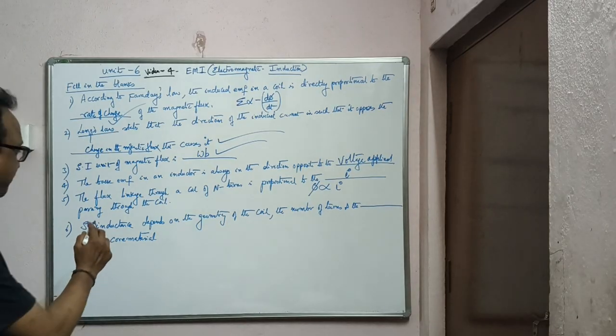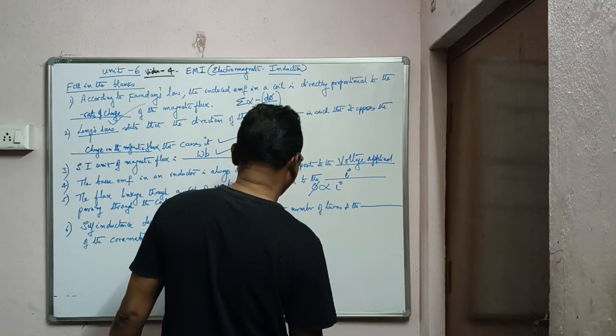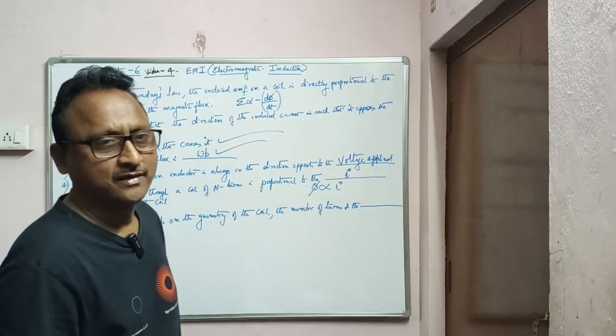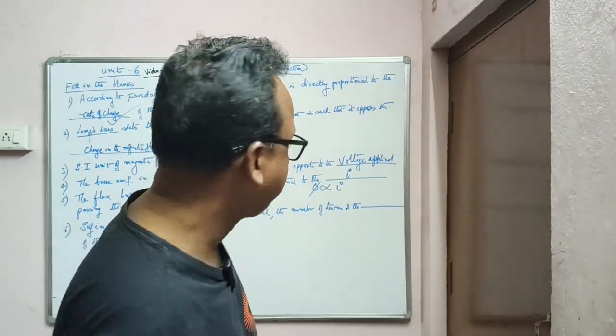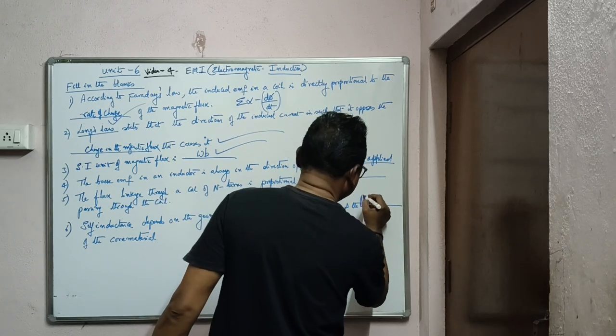Sixth one, self inductance depends on the geometry of the coil, number of turns of the coil, dash of the core material. Permeability.